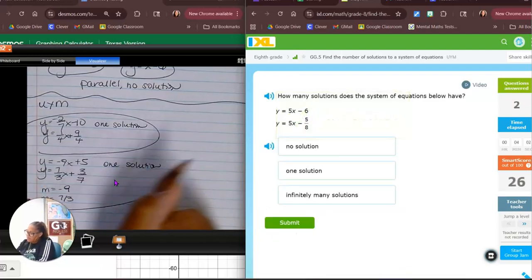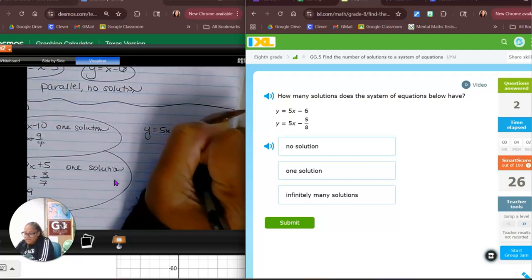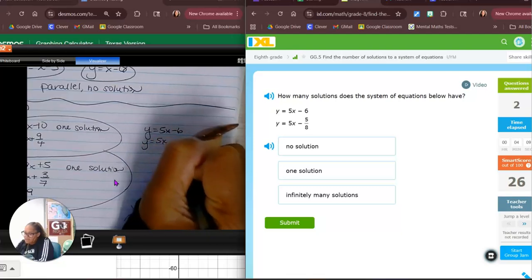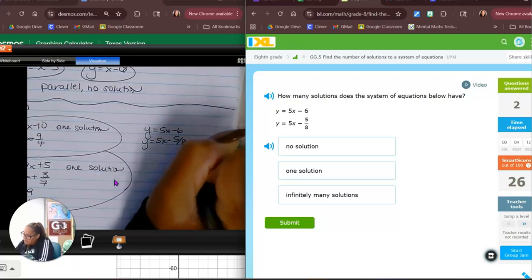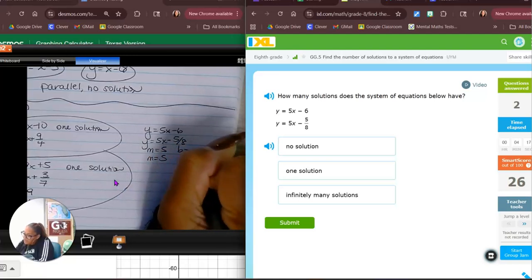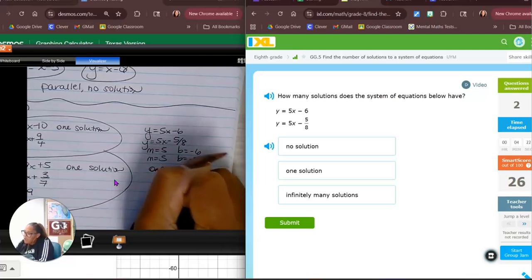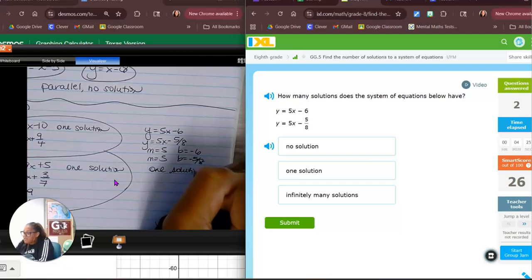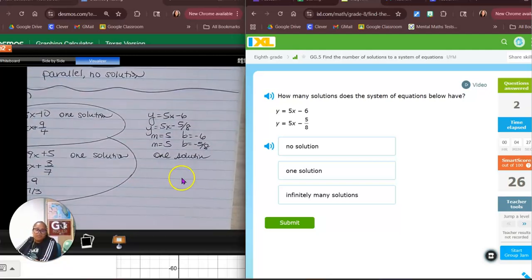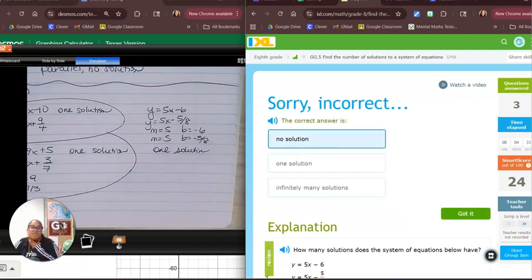All right, this one says y equals 5x minus 6 and y equals 5x minus 5/8. My m's are the same, but my b's are different, negative 6 and negative 5/8. So there's only one solution here. If the b's were the same, then it would be infinitely many solutions, but there's just one. Oh, whoops, it should have been none. My bad. No solution. I said it, but I clicked the wrong thing.